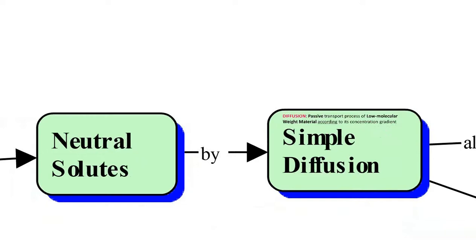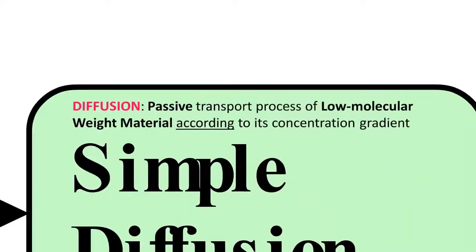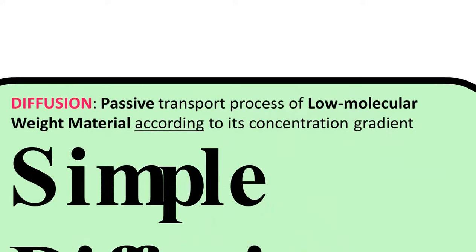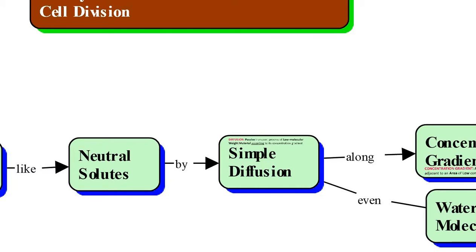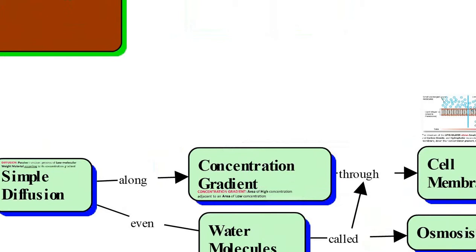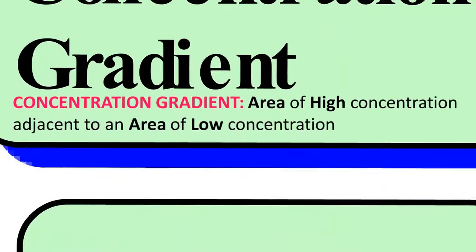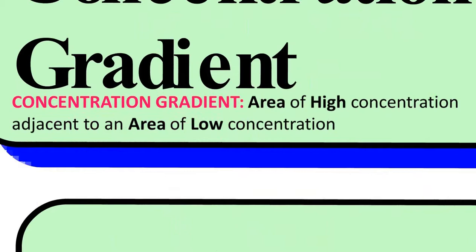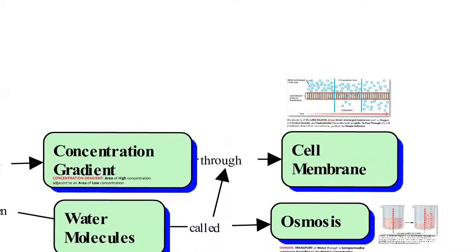Neutral solutes, without any charge, pass through the plasma membrane by a process called simple diffusion. Here diffusion means a passive transport process of low molecular weight materials according to their concentration gradient. So neutral solute molecules move by simple diffusion along the concentration gradient. Here the concentration gradient means an area of high concentration adjacent to an area of low concentration through a cell membrane.